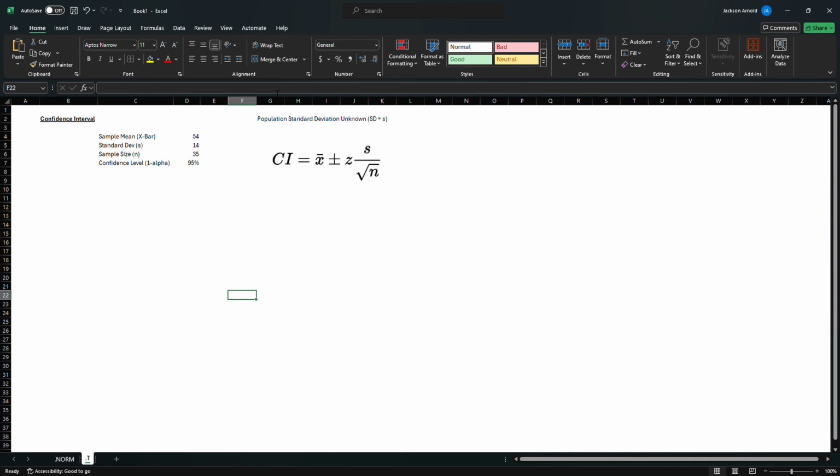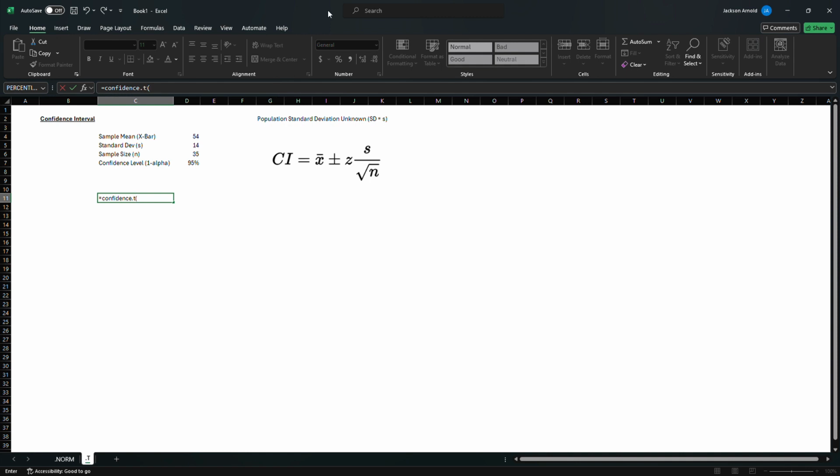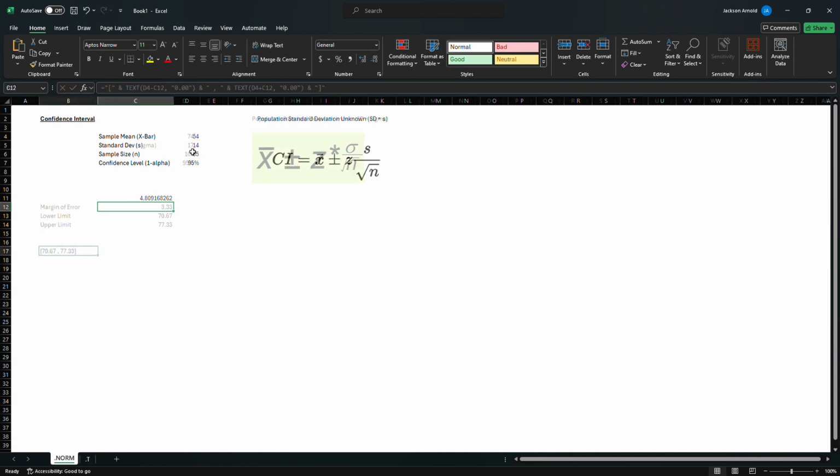And now what happens if we don't know the population standard deviation? We only know the sample standard deviation. So it's a very similar process, except this time for the margin of error, I'm going to use equals CONFIDENCE.T, and then it's the same process. We get our 1 minus our confidence level, our sample standard deviation, and our sample size. Boom, there's our margin of error.